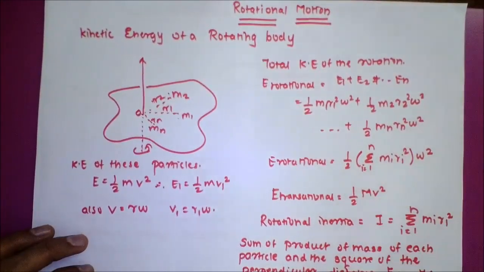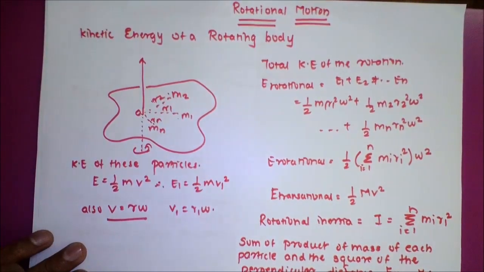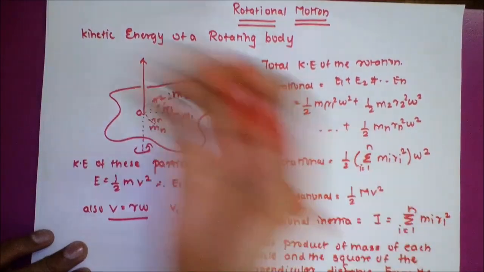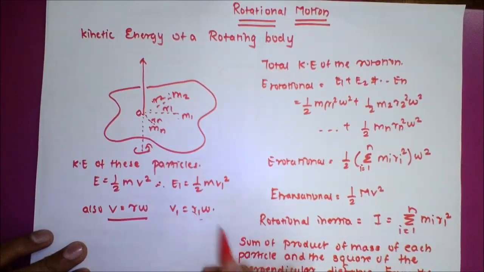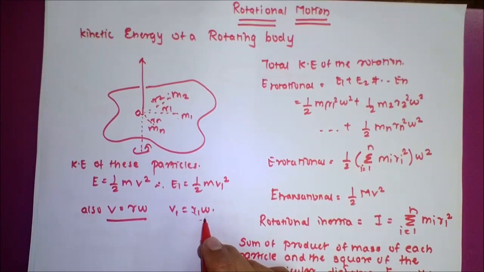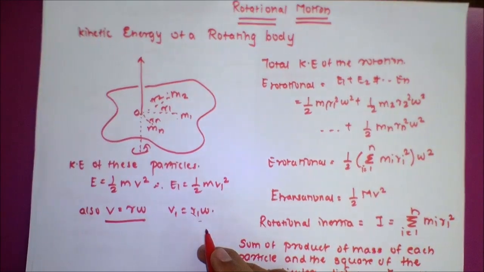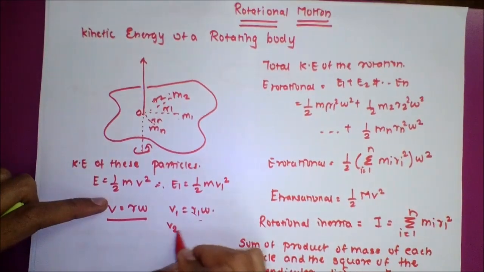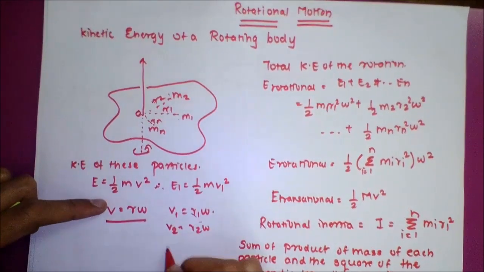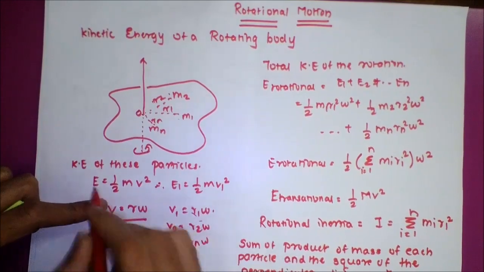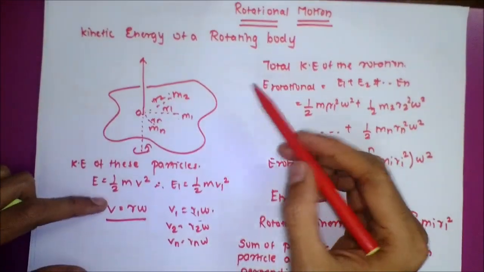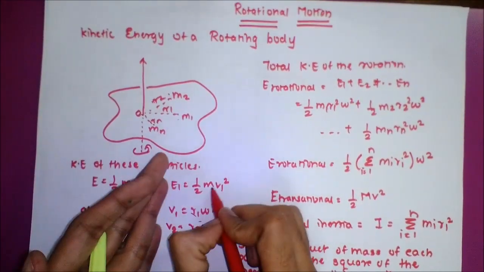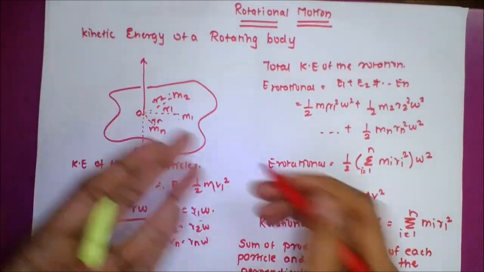The linear speed is given by v equals r omega. So the velocity of each particle while performing the rotational motion will be v1 equals r1 omega, where r1 is the distance and omega is the angular velocity. For the second it will be v2 equals r2 omega, and so on up to vn equals rn omega. Similarly, the kinetic energy of these particles will be half m v squared. For the first particle, E1 equals half m1 v1 squared, and for the second, half m2 v2 squared.